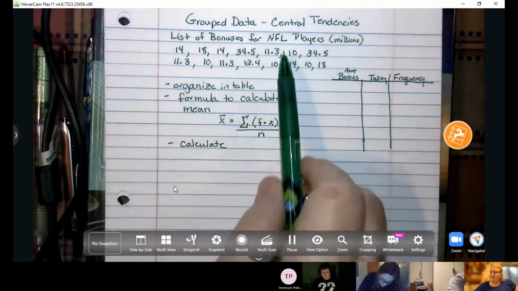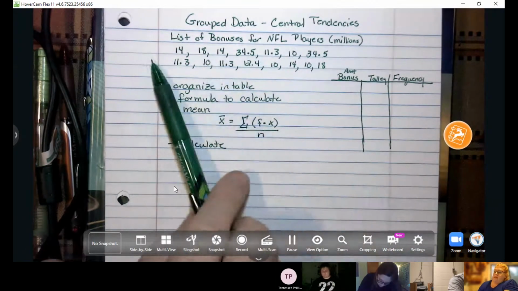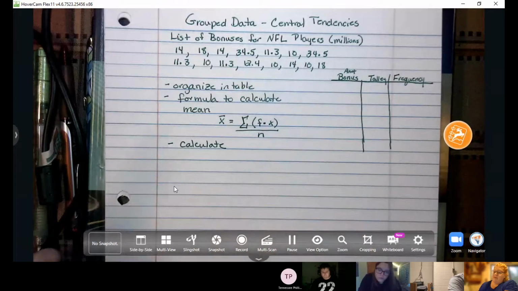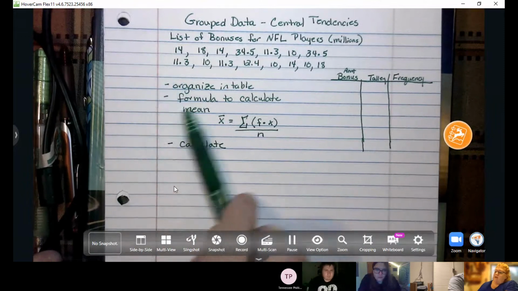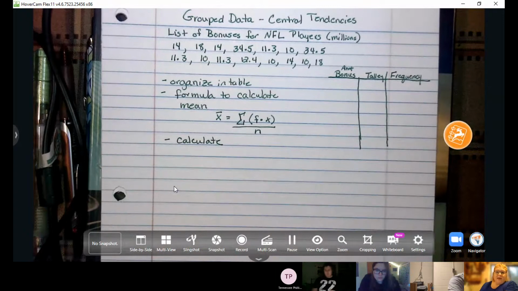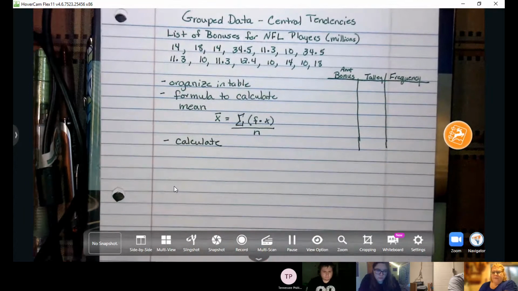So with grouped data, we have our central tendencies. And we have a list of data for NFL players. And this data represents millions of dollars for their bonuses. And we have a list of data, and we want to organize that data in a table. That would be the first thing with grouped data. Now you'll notice some of the items repeat, some of them don't. And what we want to do is to collect that data in a table.